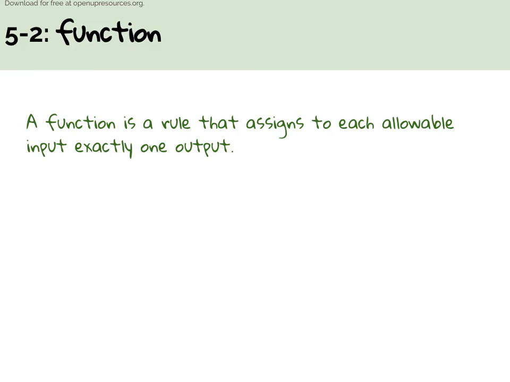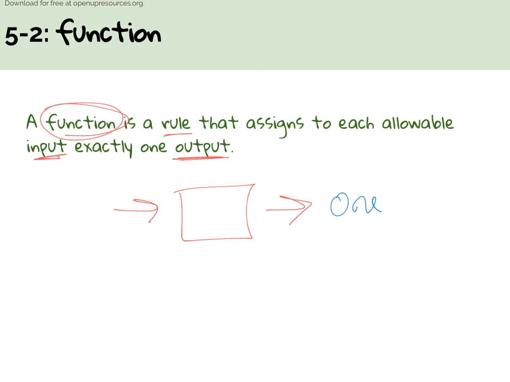Here's a vocab term that you need to write down in your book. A function is a rule that assigns to each allowable input exactly one output, which means in our input-output diagram, there is only one possibility over here that can come out from the rule. So make sure you have that written down.